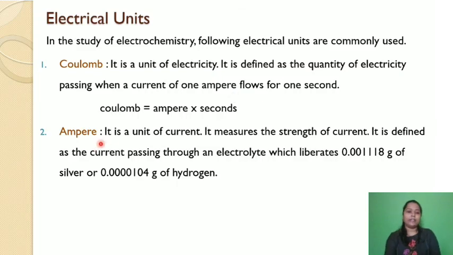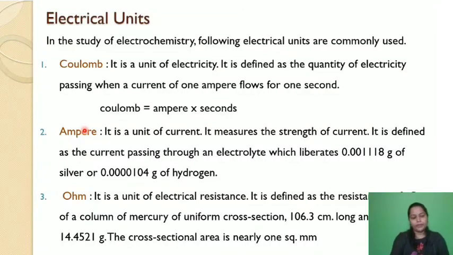The next unit is the ampere. It is the unit of current, and it measures the strength of current. It is defined as the current passing through an electrolyte which liberates 0.001118 gram of silver, or 0.0000104 gram of hydrogen. Therefore the amount of current required to liberate that amount of silver or that amount of hydrogen is called an ampere.